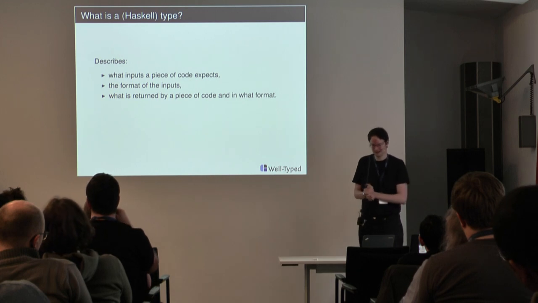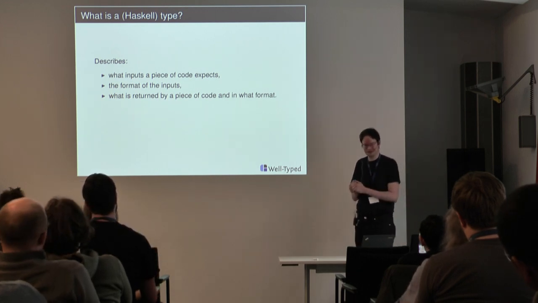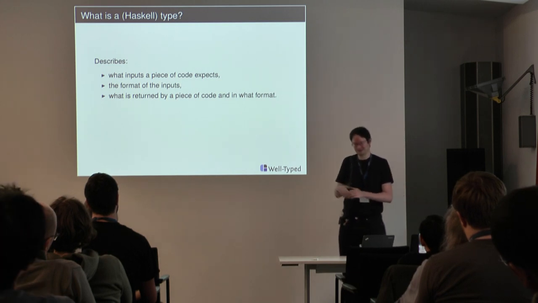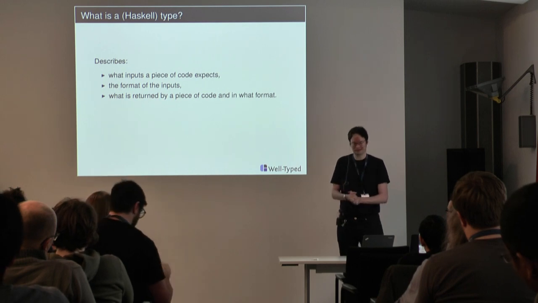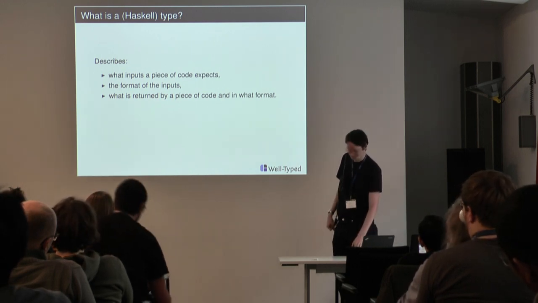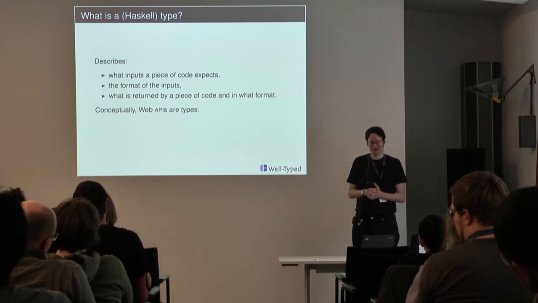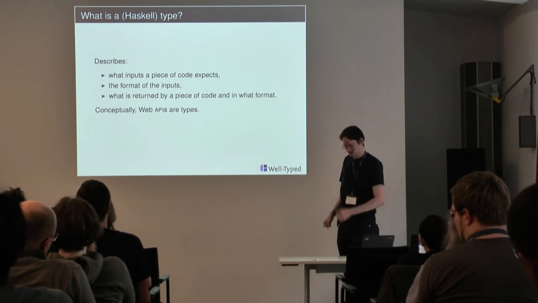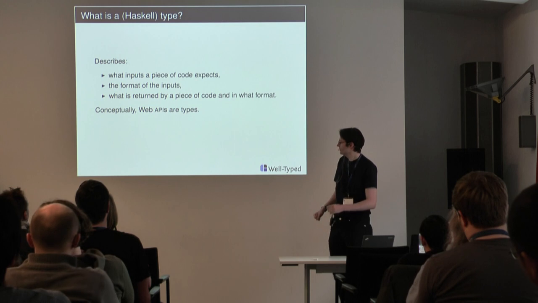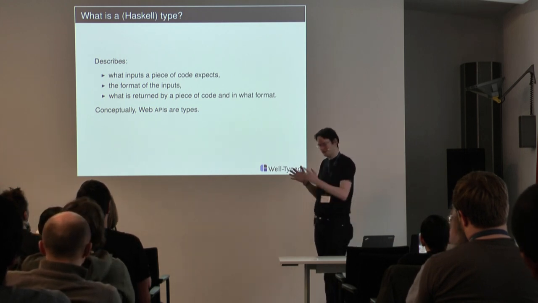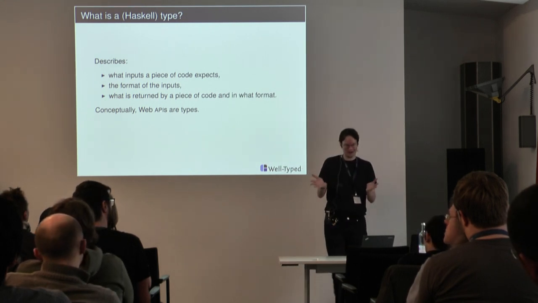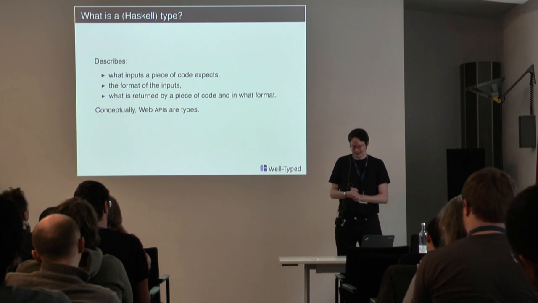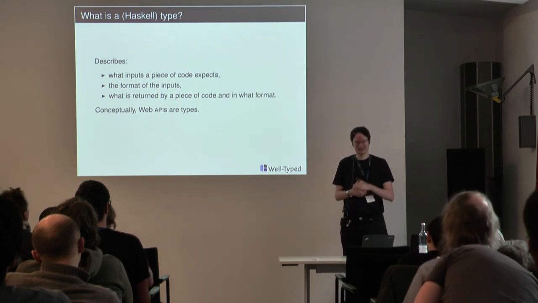So what is a Haskell type? Well, a Haskell type describes for a piece of code what inputs the piece of code expects and what format those inputs are supposed to have, and what is returned by the piece of code, what type that has, and what format these data things have. So if you look at it this way, then conceptually, web APIs are very similar to types, to what we understand as types if you're coming from a Haskell perspective. So that is the idea that servant makes. It's separating out, first of all, a language for describing APIs on their own without actually giving an implementation for them. So there's a separation that many other web frameworks don't have. And secondly, it's going to consider web APIs as Haskell types rather than as Haskell values.